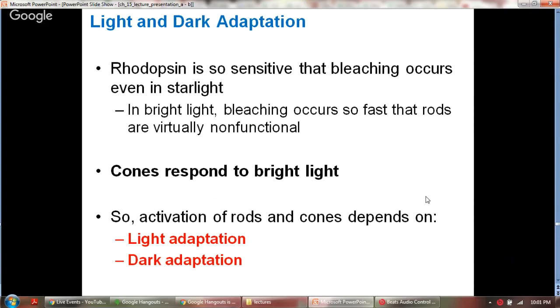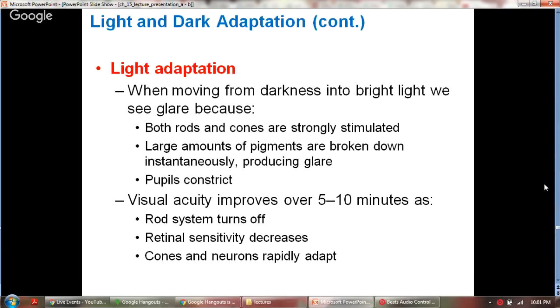Rhodopsin is so sensitive that bleaching occurs even in starlight, so even for a very small amount of light. In bright light, bleaching occurs so fast that the rods are virtually non-functional. Then cones respond to bright light. So activation of rods and cones depends on light adaptation as well as dark adaptation. With light adaptation, when moving from darkness into bright light, we see glare because both rods and cones are strongly stimulated and large amounts of pigments are broken down instantly, producing a glare.